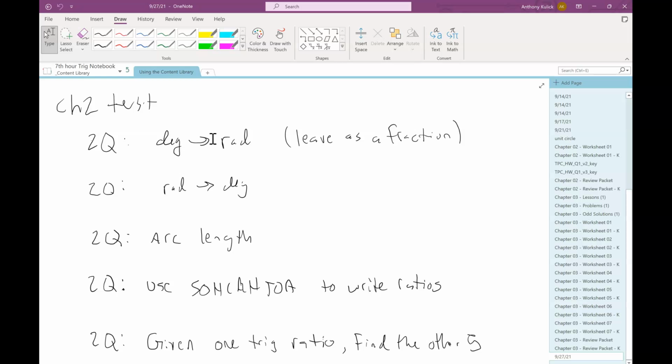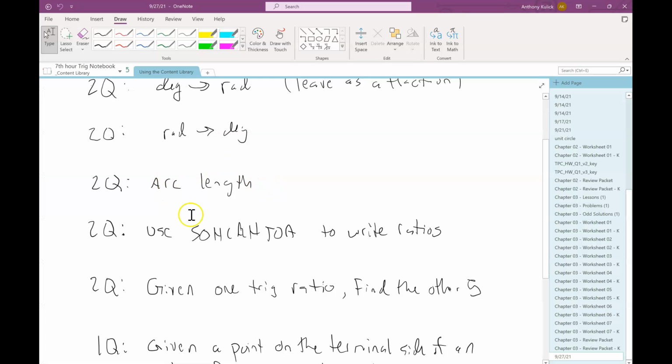No problem. You should be able to do that while leaving your answer in terms of pi as a fraction. Well, I should say a reduced fraction. You should be able to go from radians to degrees. You have two questions like that. You'll have two arc length questions.